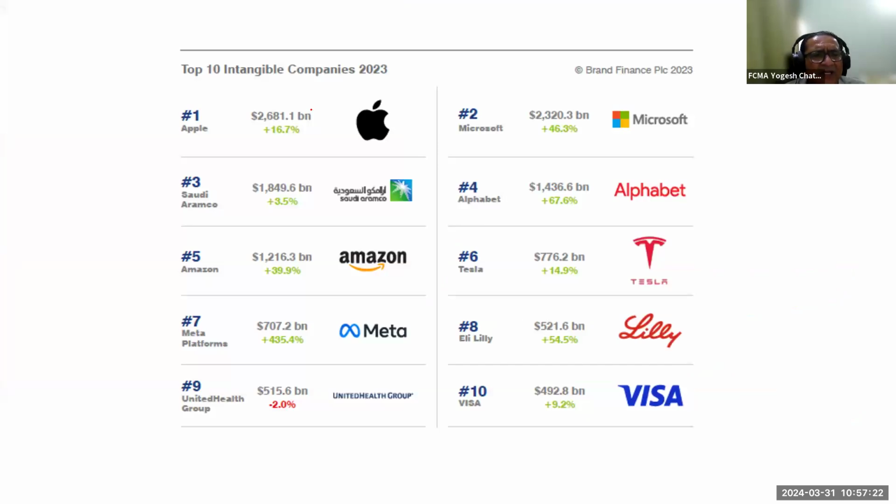These are the top 10 intangible companies in the world. Apple, as you can see, is the number one company, and they have intangible assets valued at around 2,700 billion US dollars. So you will appreciate the quantum of intangible assets going by this figure. We will not spend time on that, but Microsoft, Saudi Aramco, Alphabet, Amazon, Tesla, Meta Platforms, telecommunication companies, IT companies, e-commerce companies, petroleum companies are all part of this list.